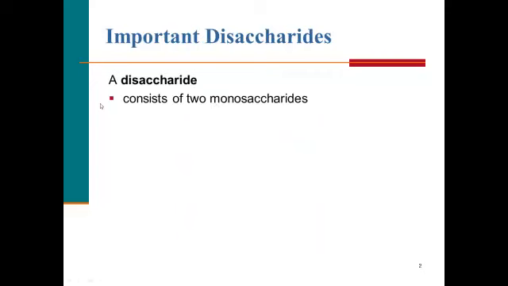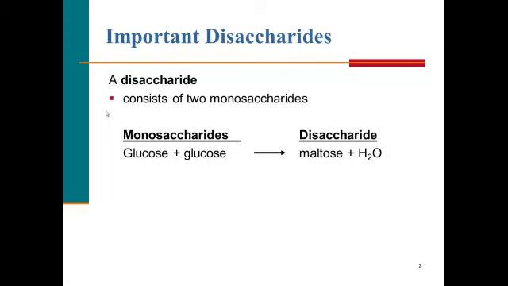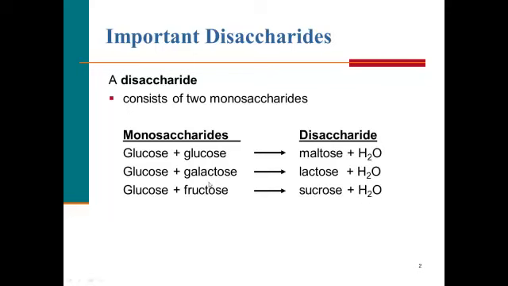So a disaccharide is going to consist of two monosaccharides, and there are three different ones that we're going to spend a little bit of time talking about. The first one is referred to as maltose. It is two glucose molecules linked together. The second one is lactose, which I mentioned briefly in the introductory lecture on carbohydrates, and that is a glucose molecule linked to a galactose molecule. And the third disaccharide is sucrose, which is the table sugar that you are familiar with, which is the joining together of a glucose molecule and a fructose molecule.